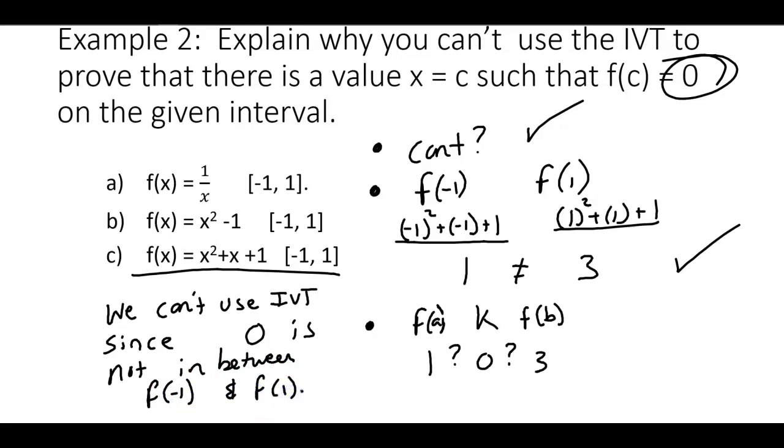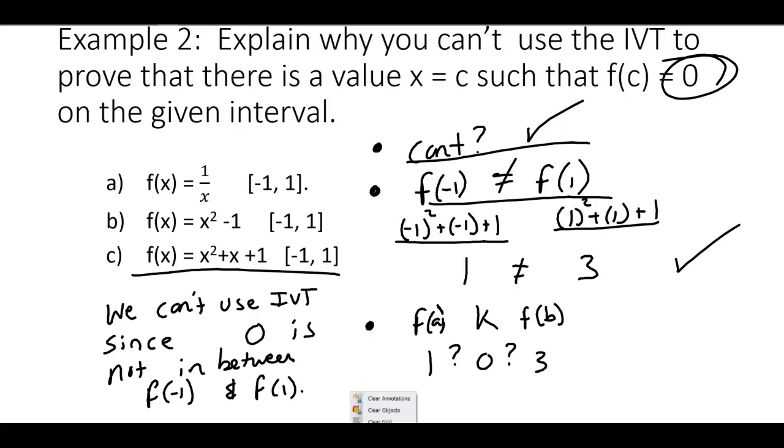Okay, so that's the third thing we have to check. The function has to be continuous on the interval that we care about. The two y values have to be different. They cannot be the same. And even after that, we got to make sure of one more thing. We have to make sure that the k is actually between those two y values. And in this case, it's not. So those are three different things that would make it impossible for us to use the IVT.